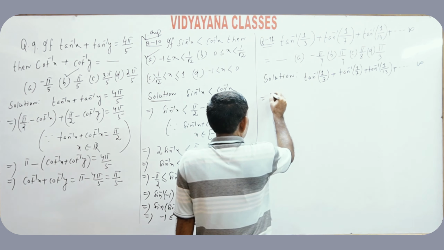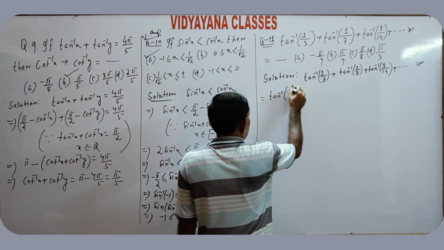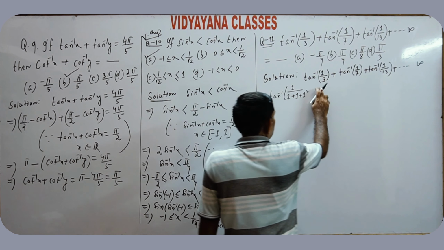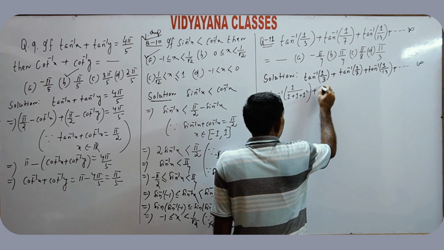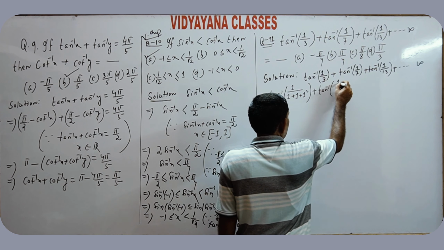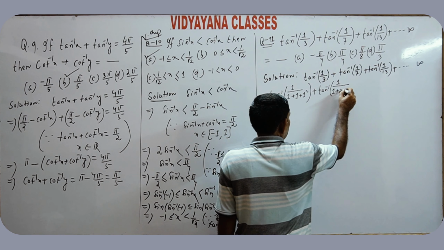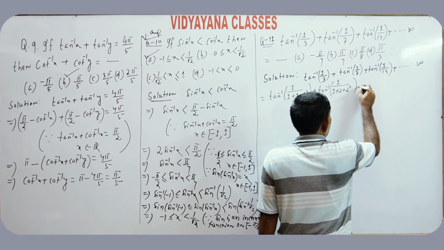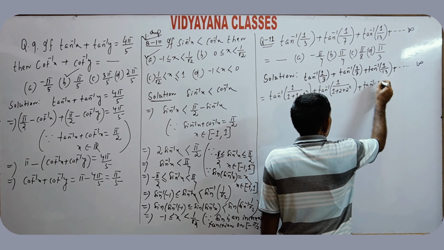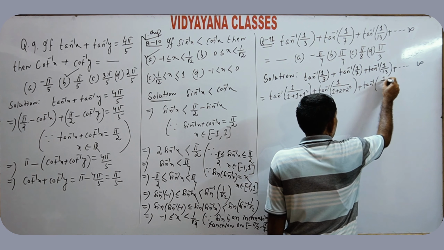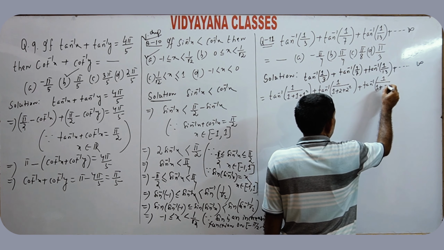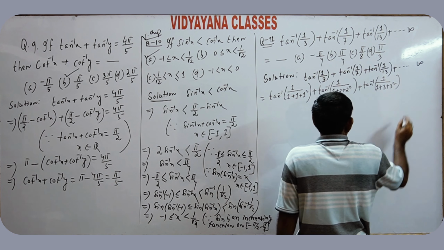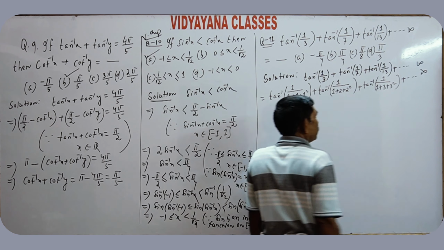Tan inverse 1 by 3 can be written as tan inverse 1 divided by 1 plus 1 plus 1 square, that is 3. Tan inverse 1 by 7 can be written as tan inverse 1 divided by 1 plus 2 plus 2 square, that is 7. Tan inverse 1 by 13 can be written as 1 divided by 1 plus 3 plus 3 square, plus to infinity.